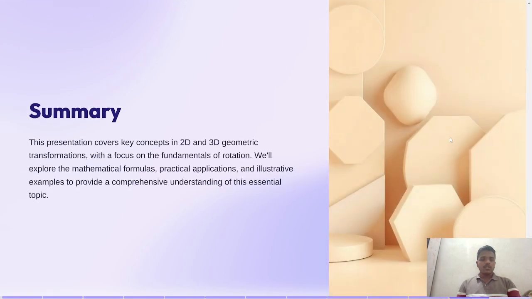So let's summarize. This presentation covers key concepts in 2D and 3D geometric transformation with a focus on the fundamentals of rotation. We will explore the mathematical formulas, practical applications, and illustrative examples to provide a comprehensive understanding of this essential topic.